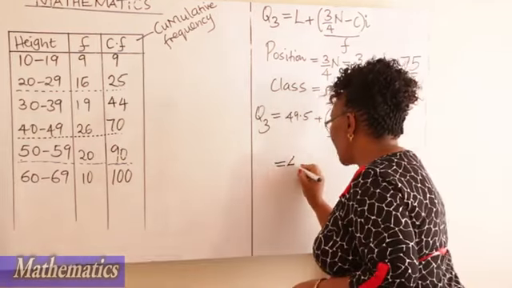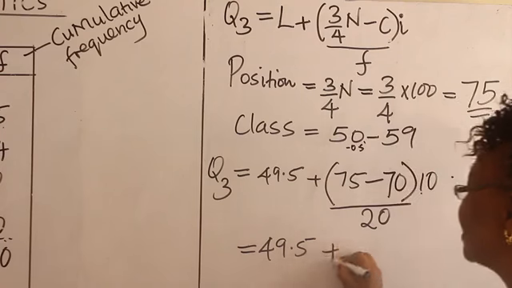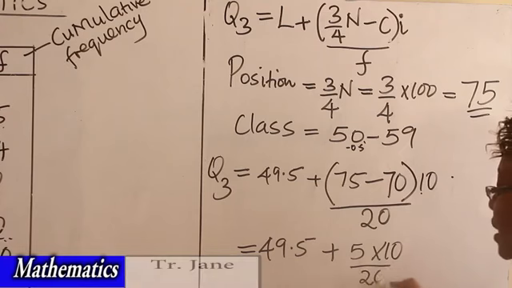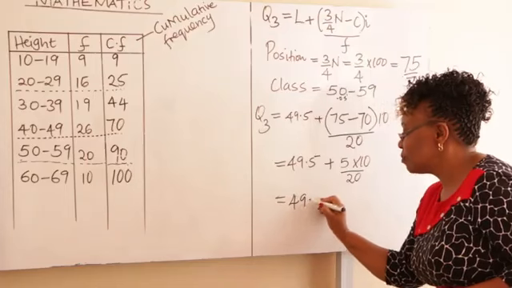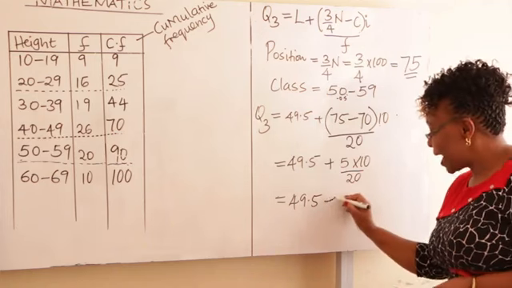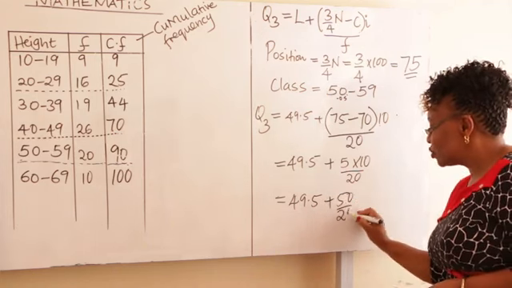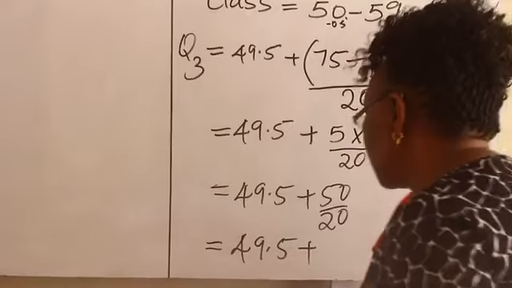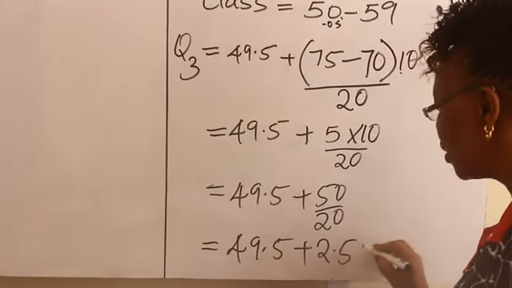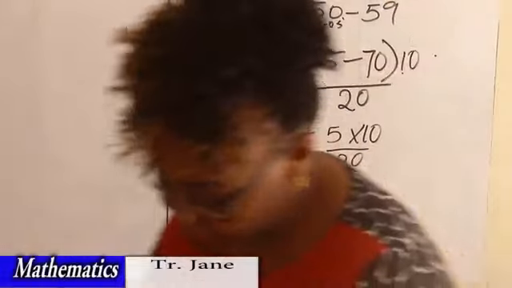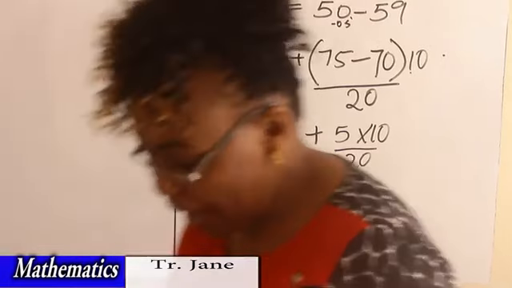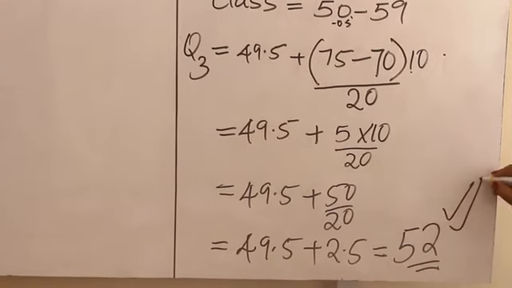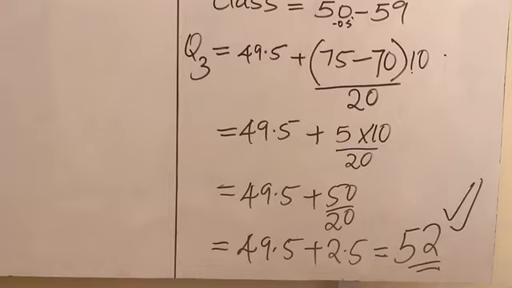So learner, you come and work out this: 75 minus 70 is 5. 5 times 10, divided by 20. So this gives us 49.5 plus 50 over 20. And therefore this will give us 49.5 plus 2.5, which finally gives us, when you use a calculator, 52. 52 is your Q3.